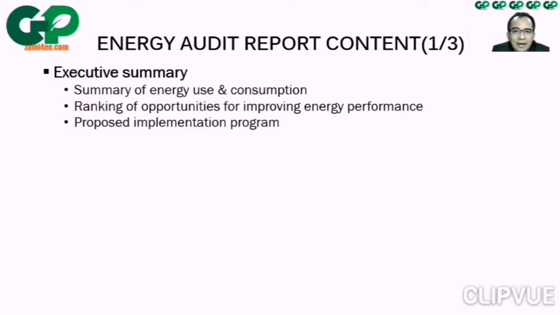That means the distribution of the consumption and then the trends of the consumption. A summary of it for the whole facility. Normally they do it on a yearly basis. They should know which equipment uses the most energy and what the trend of consumption of the facility is. Second, they should have the ranking or priority of the opportunities to improve energy performance.